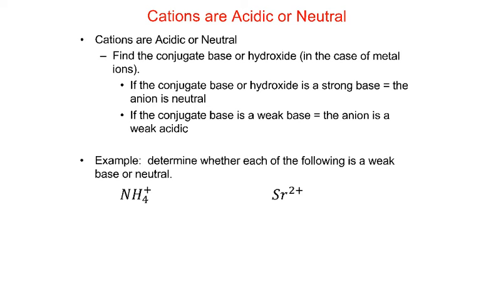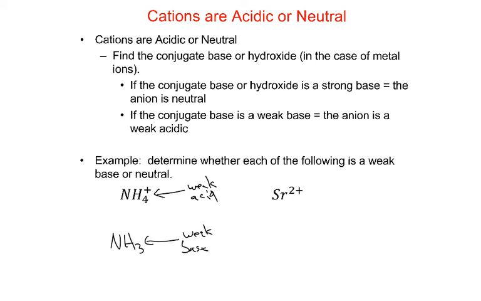I've got the ammonium ion, and it has a positive charge, right? It's a cation, so it's going to potentially be acidic, so I need to find its conjugate base. So if I take away an H+, I get ammonia, and ammonia is not one of our 8 strong bases. It is, in fact, a weak base. So that means its conjugate acid, the one that we're interested in, is going to be a weak acid.